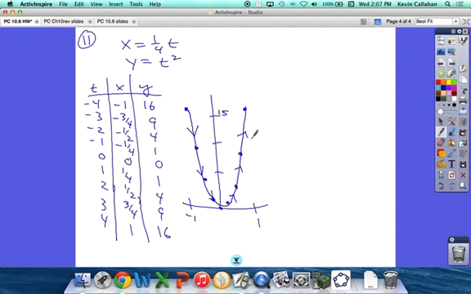And then eliminate the parameter. How will we eliminate this parameter? What do you do to eliminate a parameter? First step: solve one equation for t. So which one is probably the best?